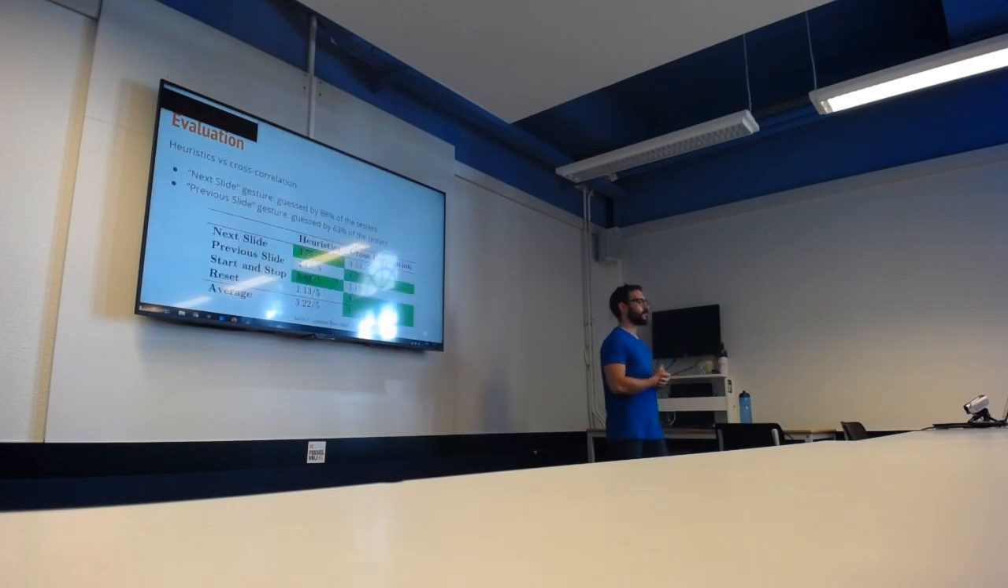Then we asked people to do 5 attempts for each gesture, for both setups, and the success rate can be seen in the table. As you can see, on average they perform quite the same. Cross-correlation seems to be more stable because its score is always higher than 3, while the reset in the heuristics approach is really a bottleneck, at 1.13.